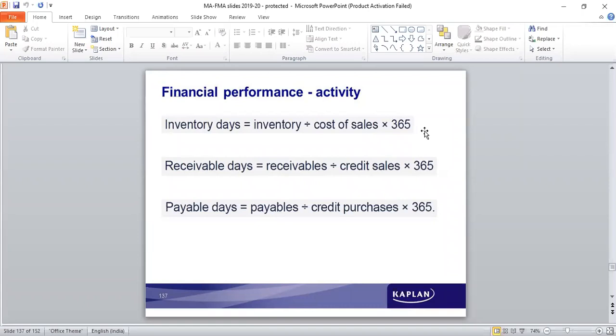With this, we can find out the operating cycle days. Operating cycle days is equal to inventory days plus receivables days minus payable days. That is one thing we can find out: for the entire operating cycle to be completed, how many days are required? That can be calculated. Inventory days plus receivables days minus payable days is equal to operating cycle days.